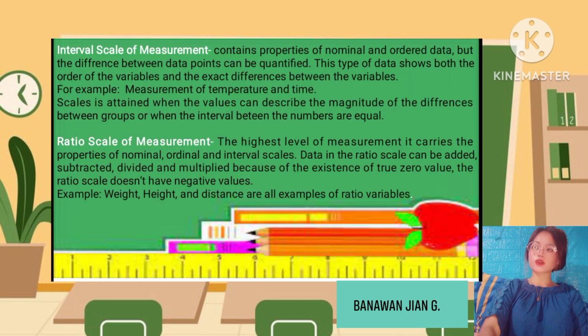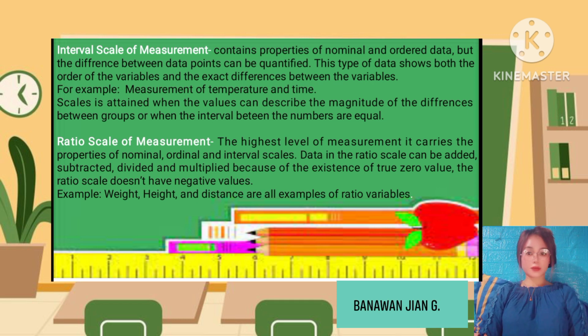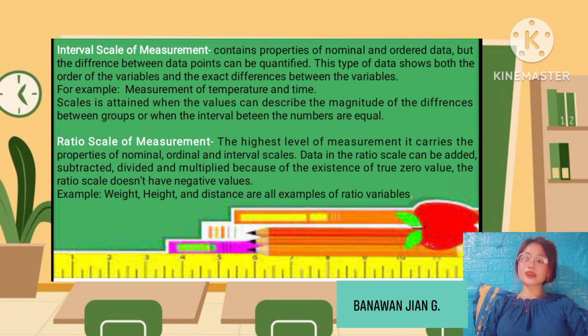So next we have the third one, the interval scale of measurement. It contains properties of nominal and ordinal data, but the difference between the data points can be quantified. So this type of data shows both the order of the variables and the exact difference between the variables. So for example, the measurement of temperature and time.